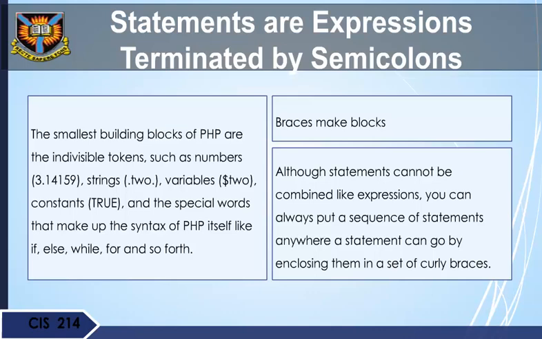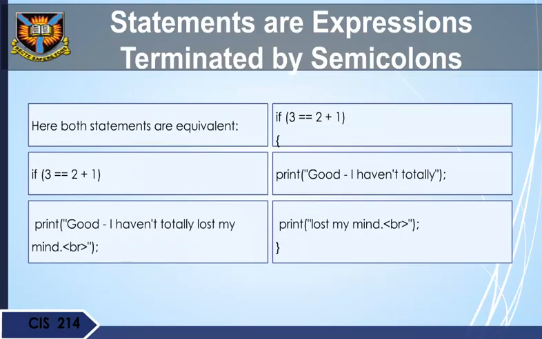Braces make blocks. Although statements cannot be combined like expressions, you can always put a sequence of statements anywhere a statement can go by enclosing them in a set of curly braces. Here both statements are equivalent. If 3 is equal to 2 plus 1, print "Good, I haven't totally lost my mind." If 3 is equal to 2 plus 1, print "Good, I haven't totally", print "lost my mind."